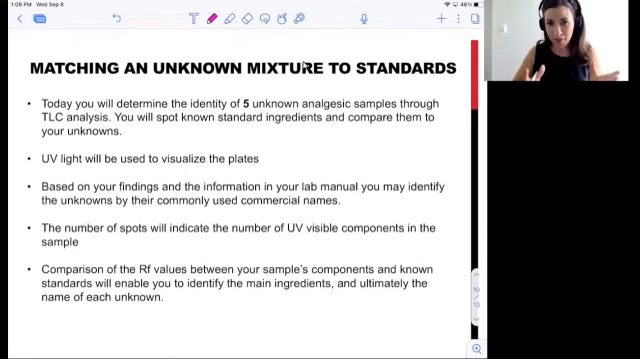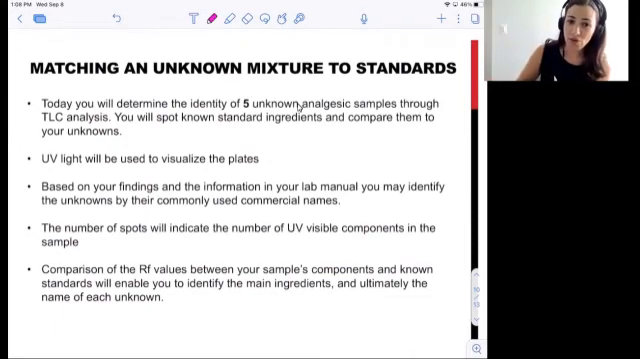Now that we understand the background of TLC, I'm just going to briefly explain how we're going to use this in lab this week. So you're going to be given or choose 5 unknown samples. These samples correlate to known over-the-counter analgesics. And what you're going to be doing is analyzing them by TLC to figure out how many active organic components each of the unknowns has.